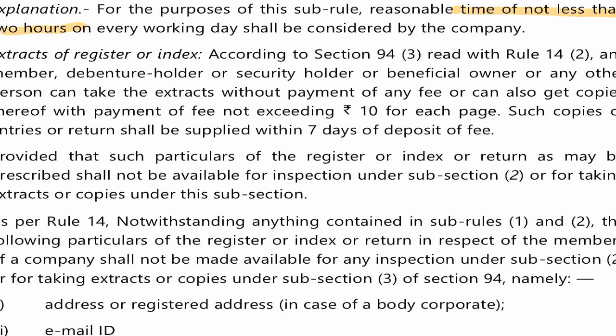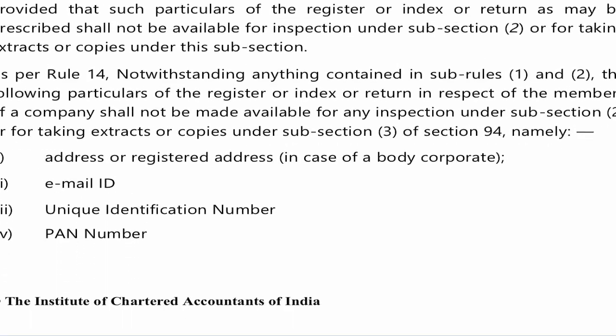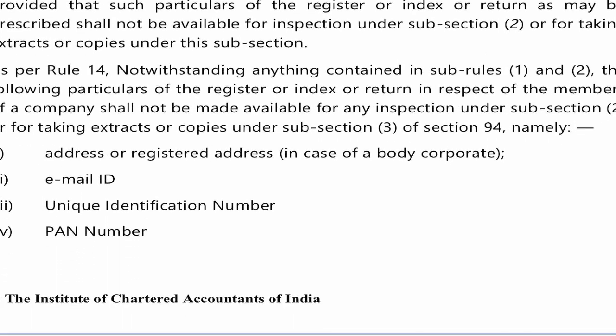As per Rule 14, notwithstanding anything contained in sub-rules 1 and 2, the following particulars of the register or index or return in respect of the members of the company shall not be made available for any inspection under sub-section 2 or for taking extracts or copies under sub-section 3 of Section 94, namely the address or registered address in case of a body corporate, email ID, unique identification number, PAN number.